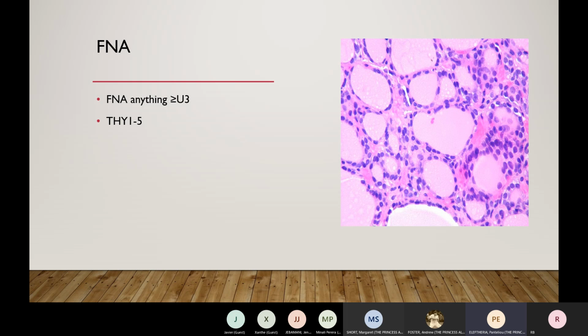Her FNA showed a follicular lesion, as we discussed previously. Anything of indeterminate potential based on ultrasonographic criteria is FNA'd. And again, the FNA cytology is classified into 5 categories. Thy1 is non-diagnostic, Thy2 is benign, Thy3, 4, 5 are increasing likelihood of malignancy.